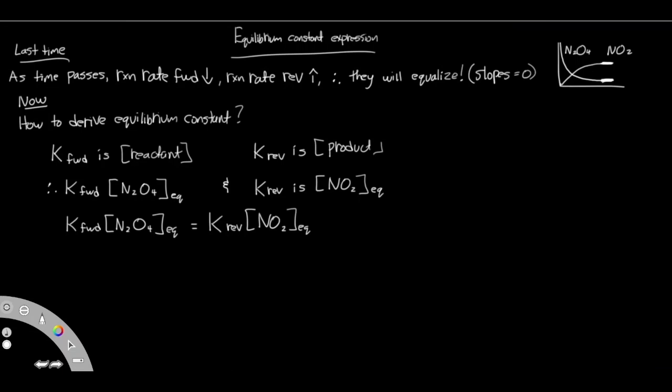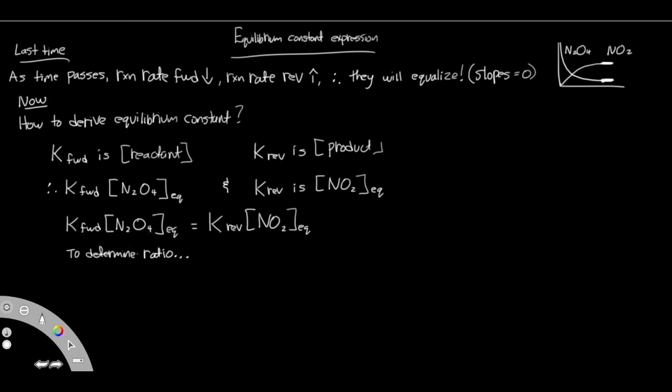Now, to determine the ratio, this is what we're going to do. We are going to now isolate just the K. So this K over here needs to be divided. How? Well, if it divides itself, it will cancel out, allowing this K forward to be isolated on its own.